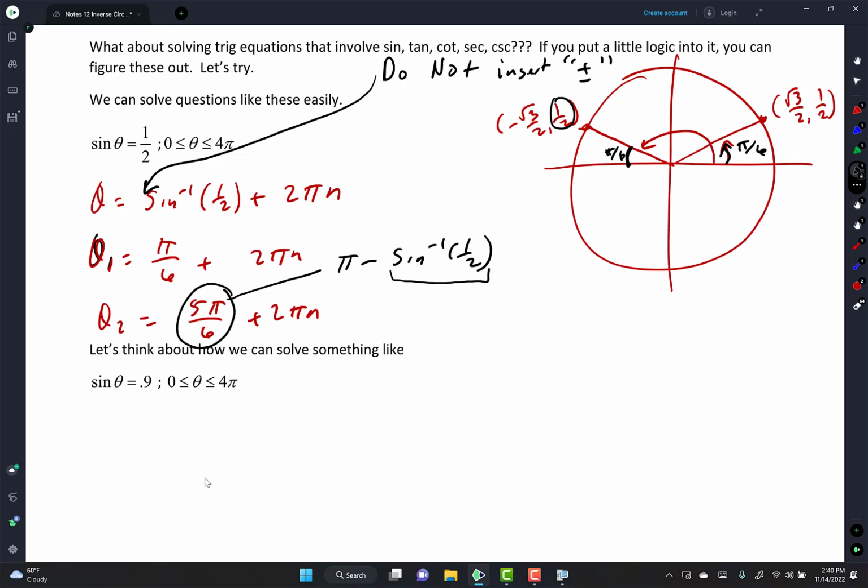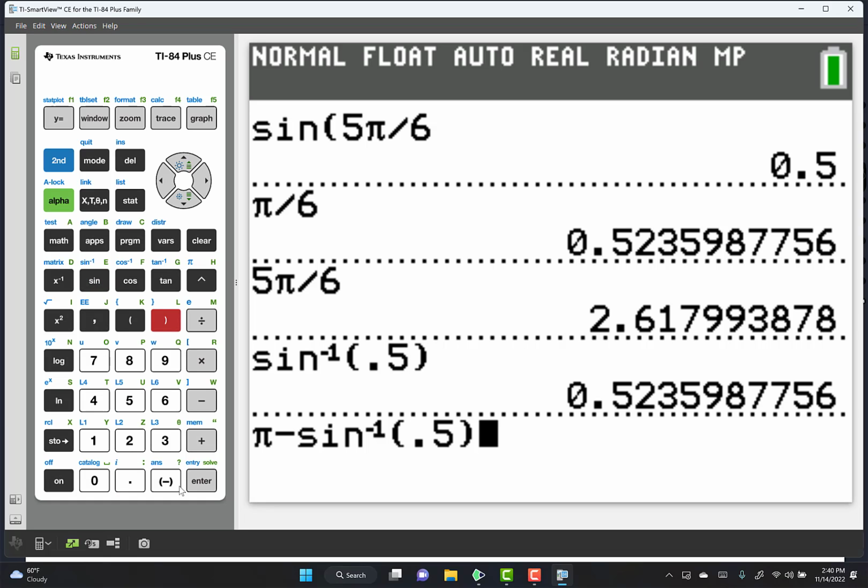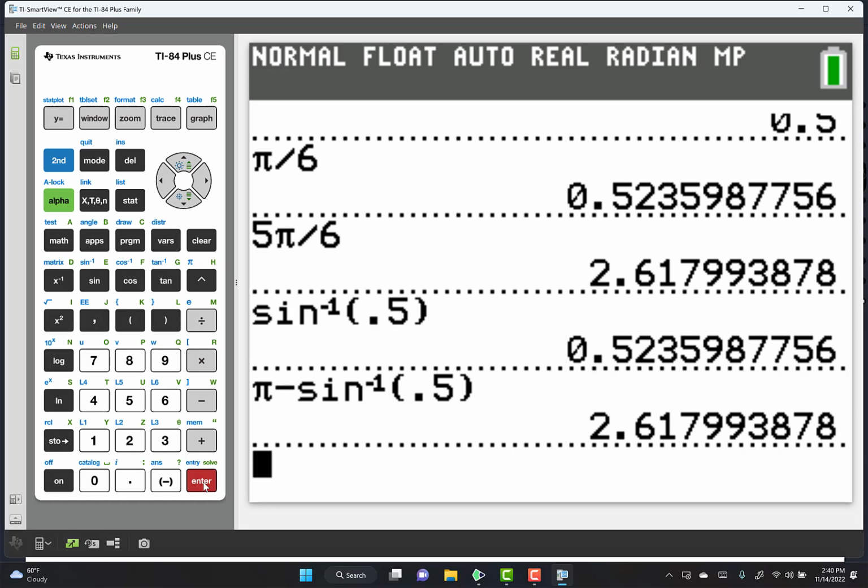Yeah. So check it out, guys. Don't write this down. Just listen for now. Look, I'm going to get that 5 pi over 6. Is that 2.61? Look what happens. I'm going to write pi minus, and I'm going to type arc sine of 0.5. And look at this. That is 5 pi over 6 right there, digit per digit. Do you guys see what I'm talking about?